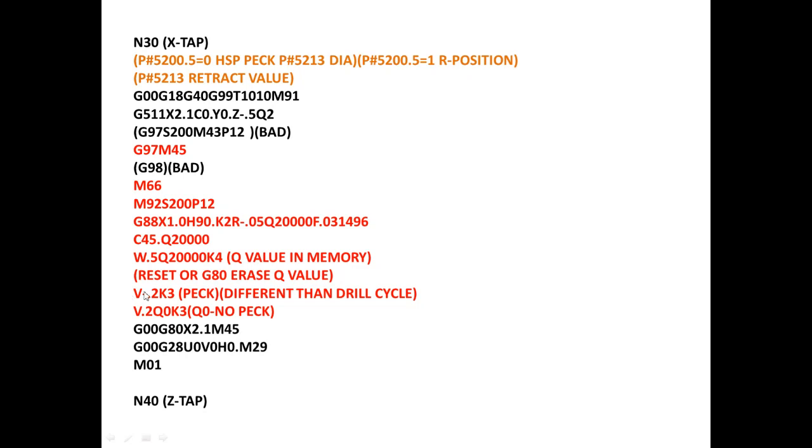In a drilling cycle, if you don't put the Q, no Q value at all, the machine will not do the pecking. But in a tapping cycle, the machine still remembers it as a pecking cycle over here. If you don't want to do pecking for the next tap hole, you can put a Q0 value over here, next line. It will do just the one time, no pecking, no tapping cycle. So that's a little different than a drilling cycle.